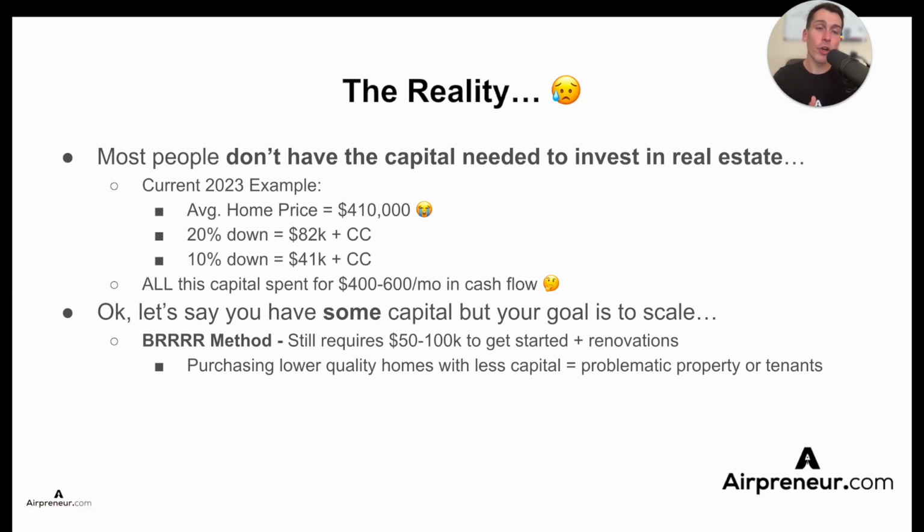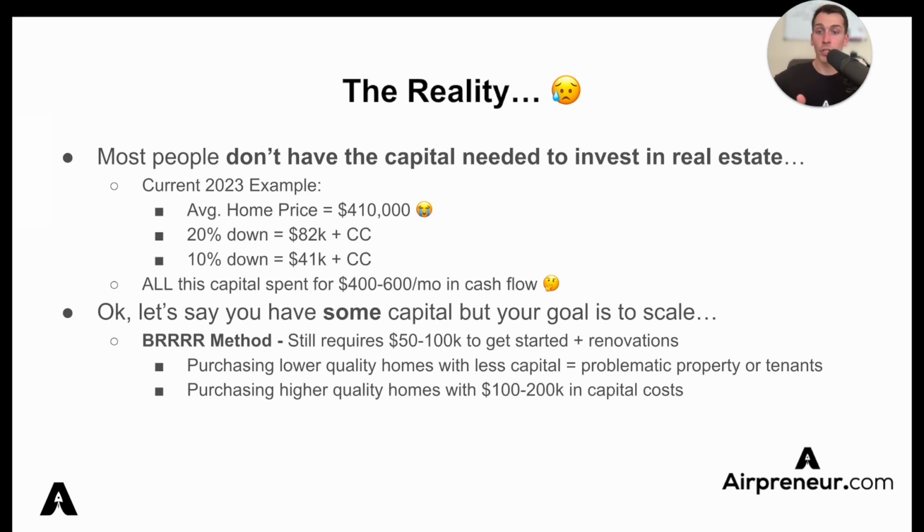And the thing is, if you go lower than that $100,000 threshold to buy a house, that often means in most markets that you're buying a lower quality house. That means you're going to have to spend a ton on renovations, and you're probably going to attract lower quality tenants because it's in a lower quality area. So we still have this cash problem. You're trying to build cash flow, you're trying to scale, you're trying to get financially free, but you just don't have the capital. Then if you want to do the BRRRR method but buy slightly higher quality homes, you're talking $100,000 or more, so we still have the capital issue.